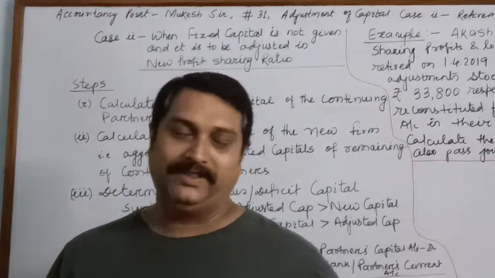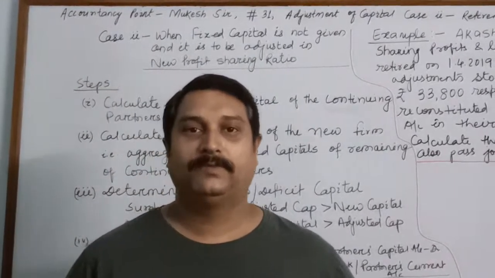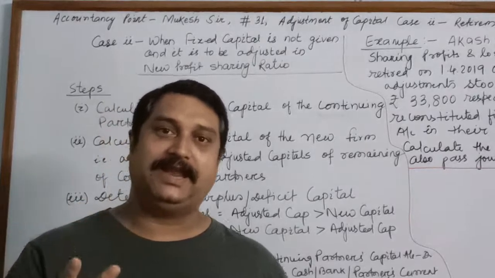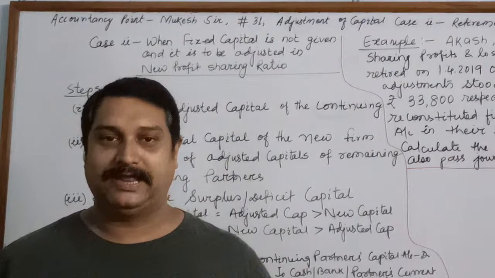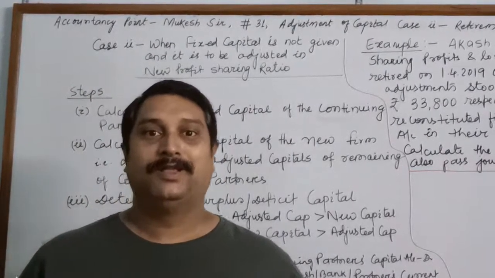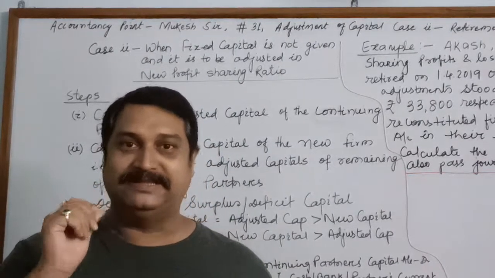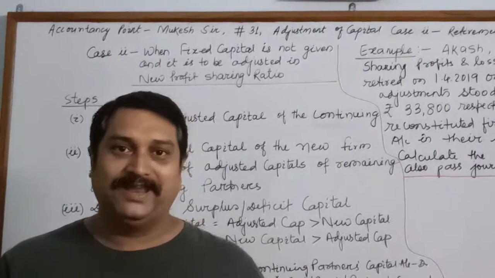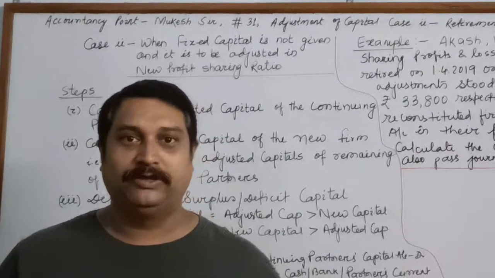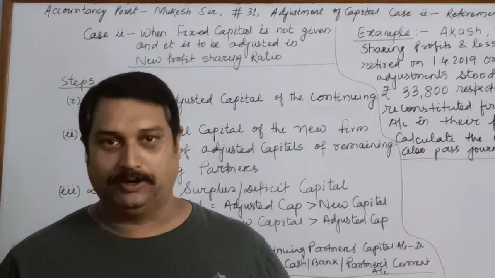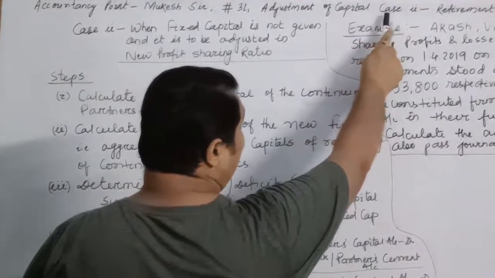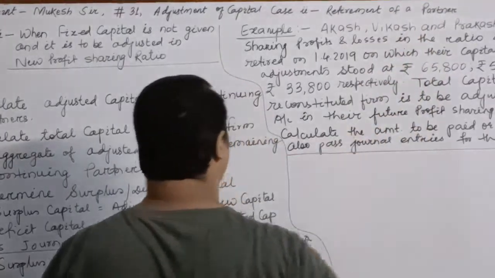Today I have come with the concept for class 12, capital adjustment, but in today's video we'll discuss the second case of adjustment of capital in case of retirement of a partner. In the previous video we discussed case 1 when the fixed capital of the new firm is given. In that case, how do we adjust the capital was discussed. If you have not gone through the video, please go through it. The link is shared in the description column. So today is video number 31, adjustment of capital case 2 in case of retirement of a partner.